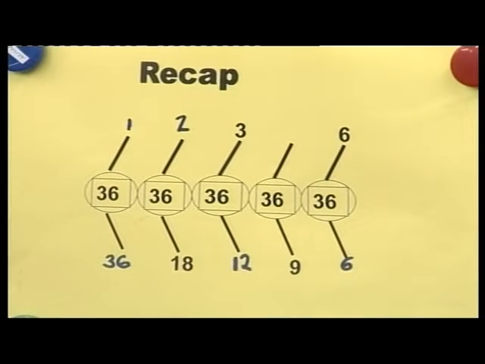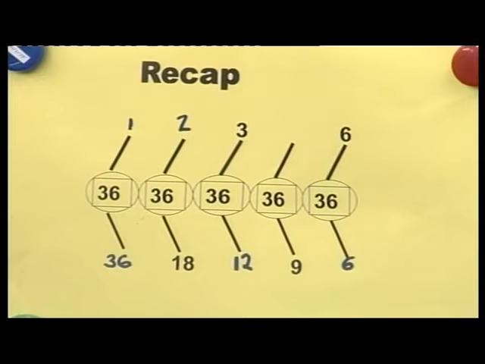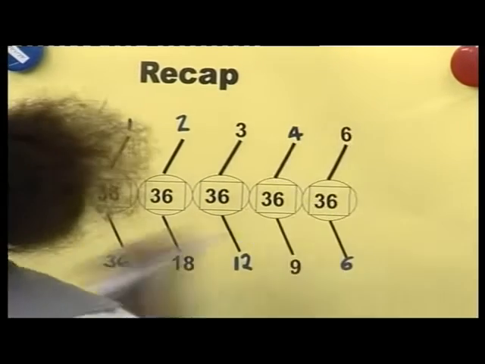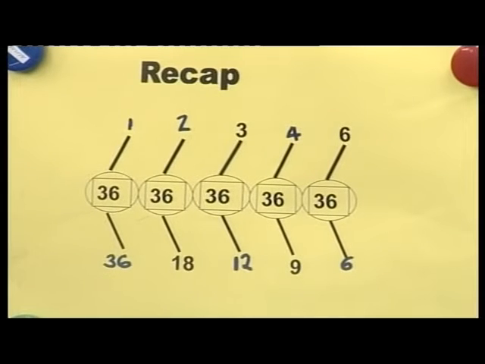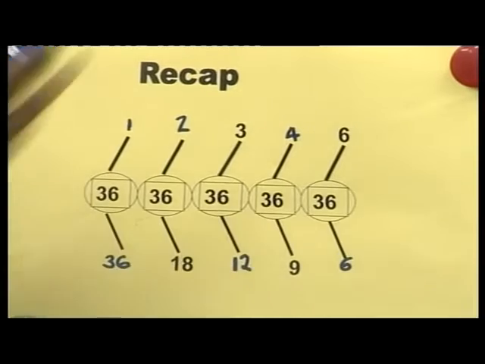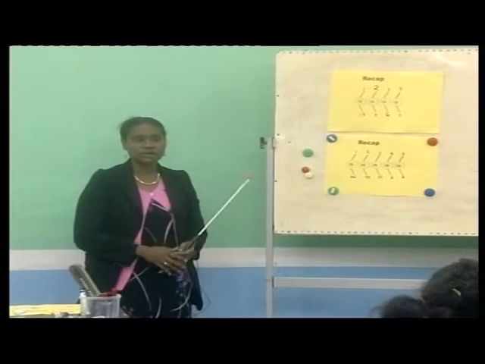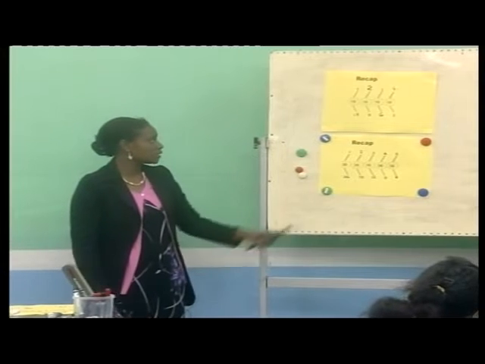And we still have the last one to go. Okay, let's have Brenda. Quickly. One more factor of 36 is missing. Okay, very good to those students who have volunteered to come up and make corrections on this chart. Let's now check to see that our friends have written what we have also written in our exercise books.